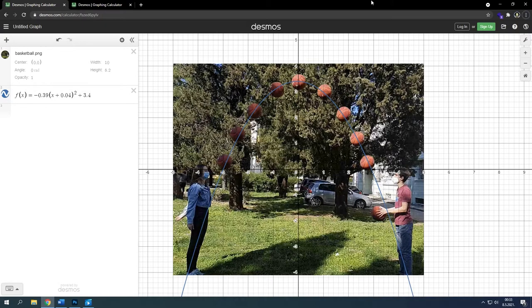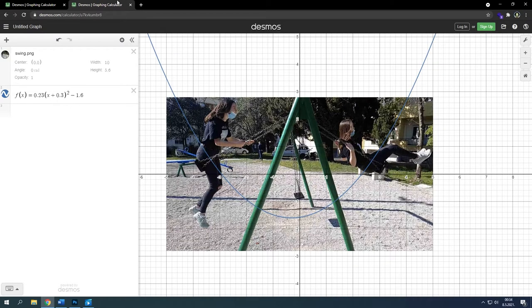How are parabolas applicable in real-life situations? With this question in mind, we explored the movement of a thrown ball and a swing. To graph these movements, we needed pictures we could use as references while constructing quadratic functions in Desmos.